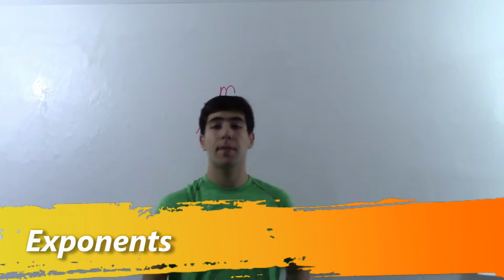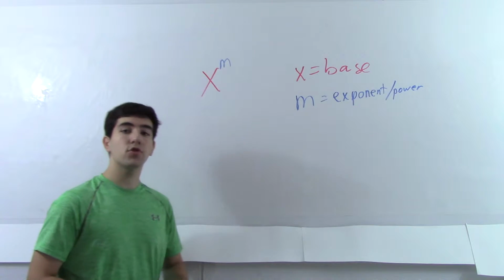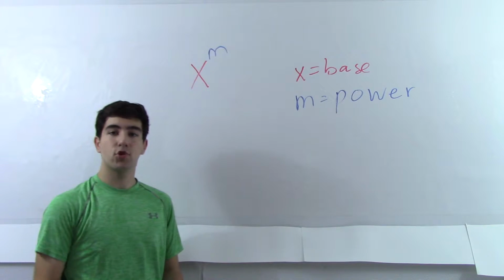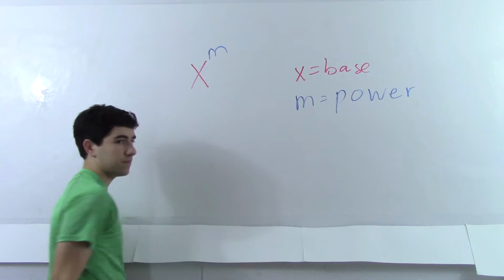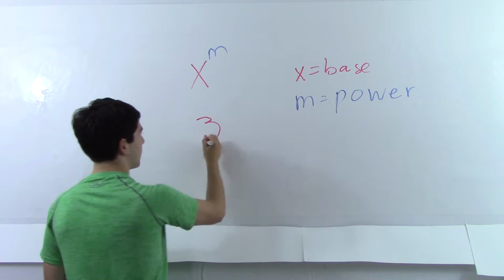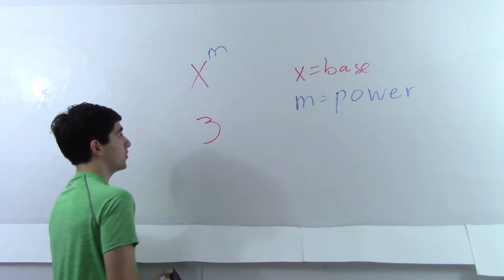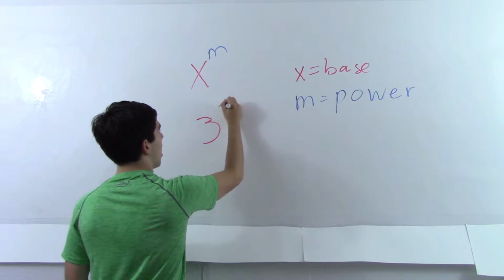Now we are going to talk about a majorly important topic in Algebra 1, which is exponents. So, first you need to know what an exponent is. An exponent is made up of two parts, the base and the power. The base can be any number or variable, and it's raised to what is called a power, which can also be a number or variable, but usually is a number.